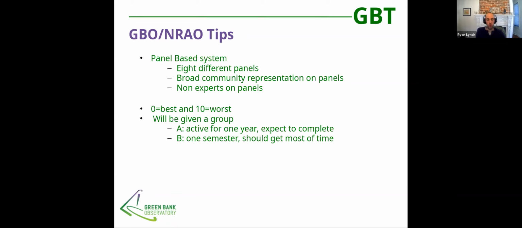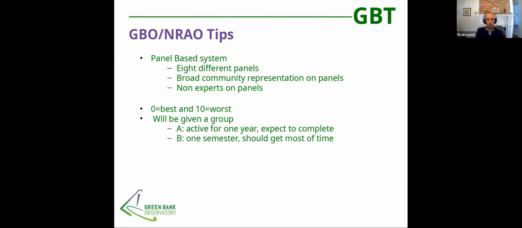A-ranked proposals are the top. These are active for a full year, so 2 semesters. The expectation is that you will get all of your time. There may be some extraordinary circumstances where that won't be the case, but A-ranked proposals are accepted with the understanding that there should be, under foreseeable circumstances, enough time to complete the project.